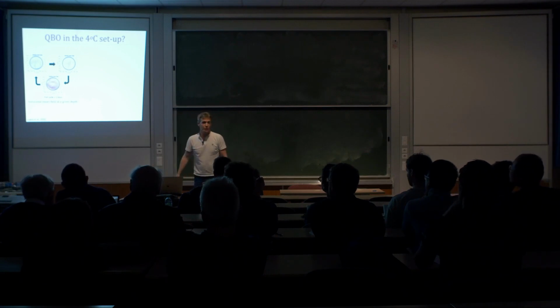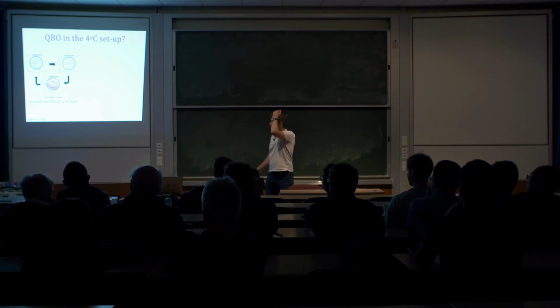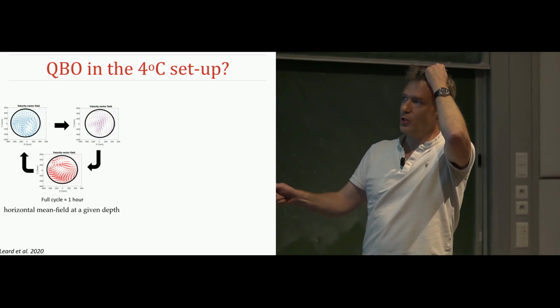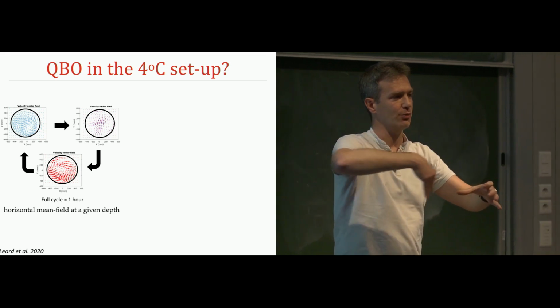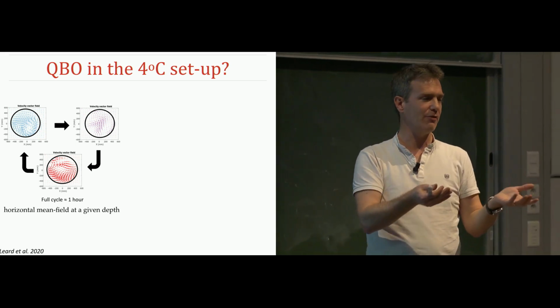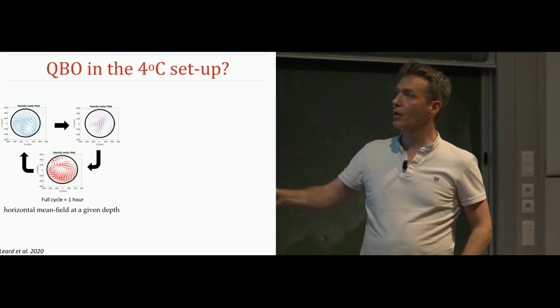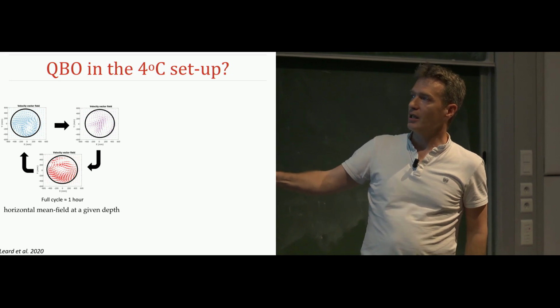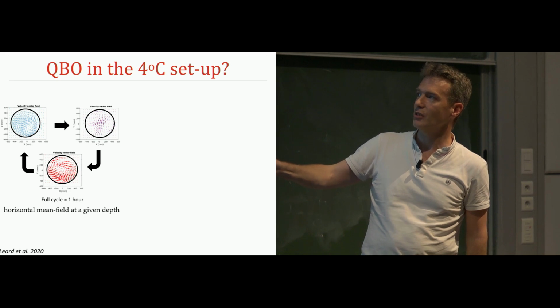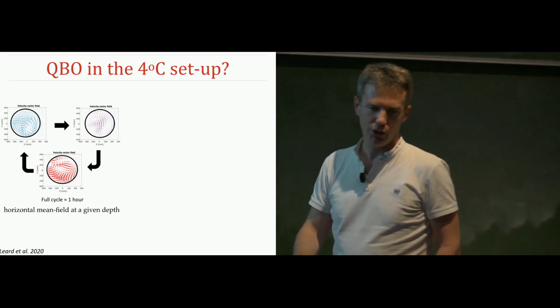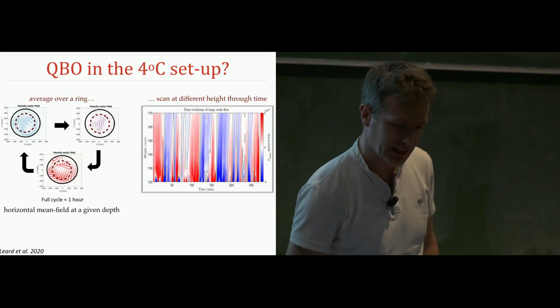So do we have QBO? To do that, we look from the top and we insert a cylindrical container in it to have an axisymmetric geometry. And we look at the time-averaged flow as a function of time. So you have three measurements over 1 hour. Here it goes in that direction. Here it's an intermediate state, and then it goes in the other direction. So we do have reversal in this system.